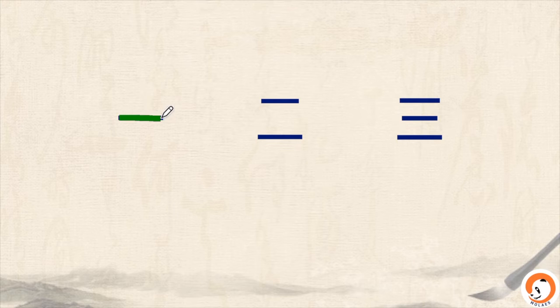一. Just one horizontal line. 二. Two lines. Please note that the bottom one is slightly longer. 三. Three lines. And if we make it look better, then the middle one is slightly shorter and the bottom one is slightly longer. 一二三.